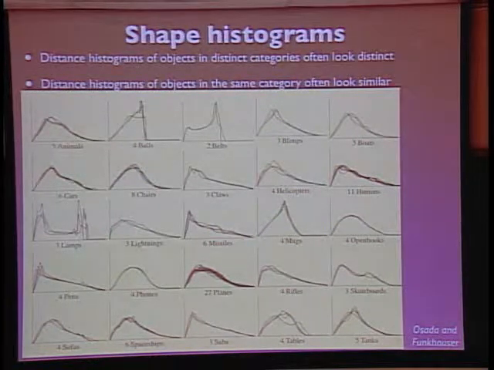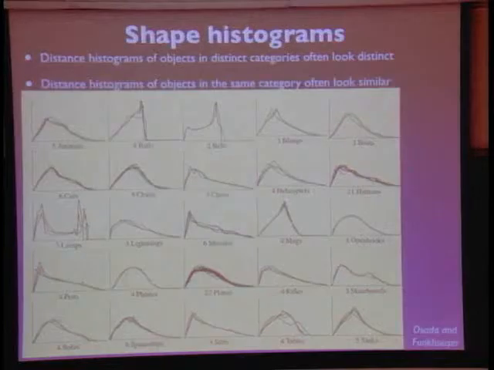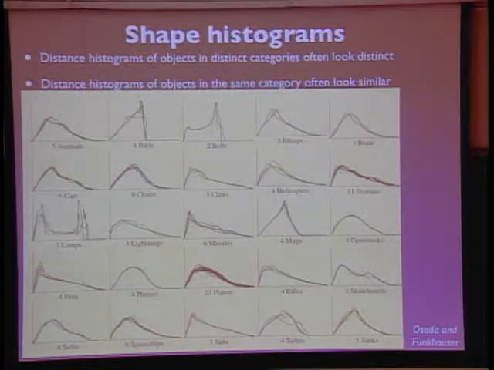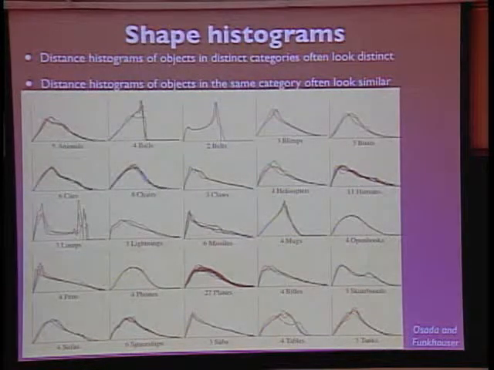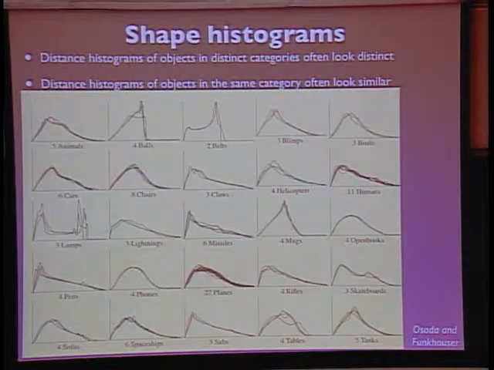One of the things that's unfortunate about this particular figure is that somehow objects that start with the same letter or similar letter tend to have similar shape histograms, like phones, planes, rifles, and then chairs, claws, and helicopters. I don't know why, and cars even.